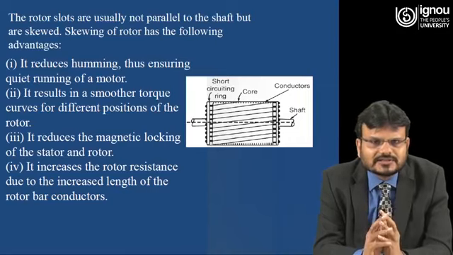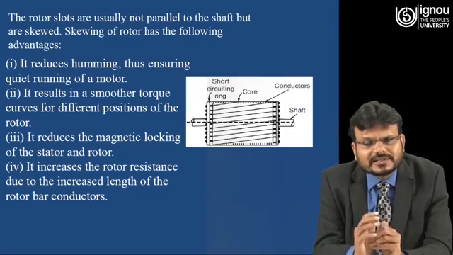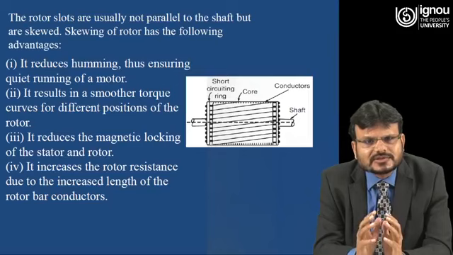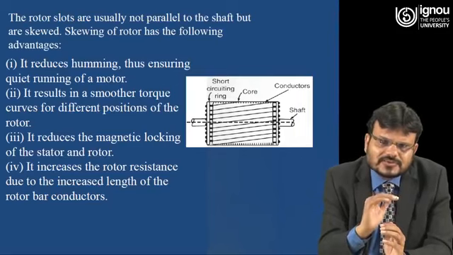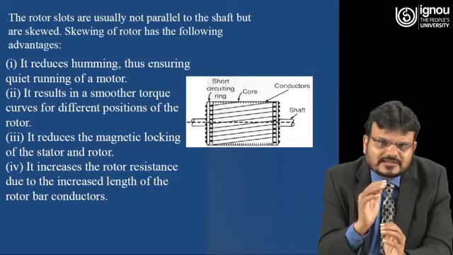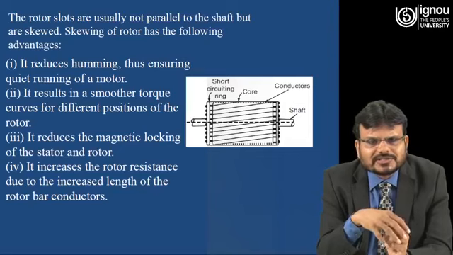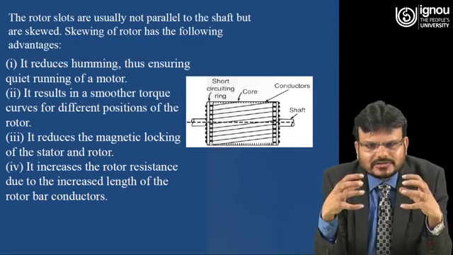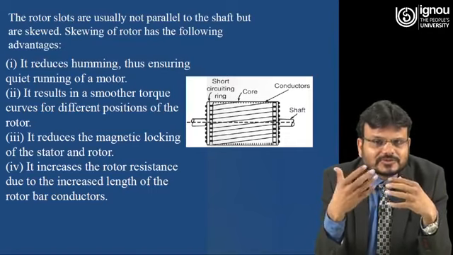What are those advantages? It reduces the humming, that means sound will be less, so it will ensure quiet running of the motor. The second advantage is it results in a smoother torque curve, that means the torque fluctuation will be less. The third advantage is it reduces the magnetic locking of the stator and rotor. If there is locking between the stator and rotor, the rotor will not move with respect to that magnetic field.